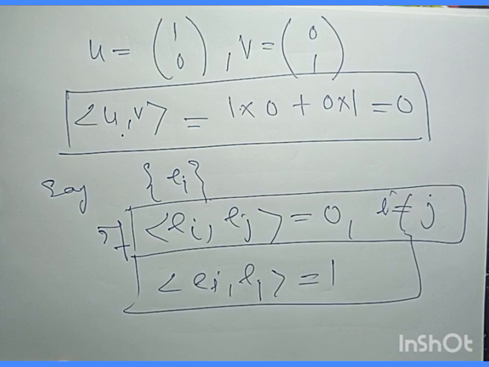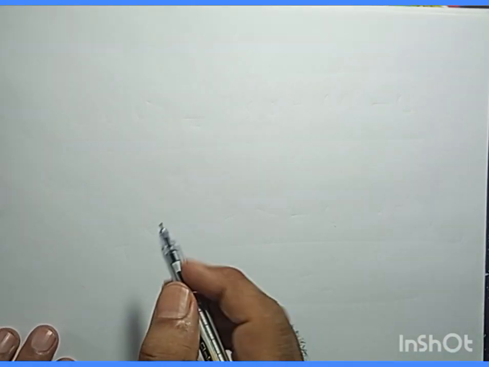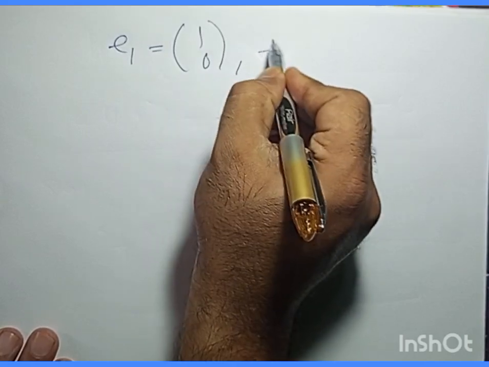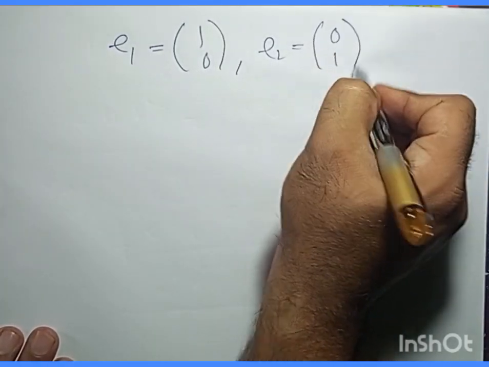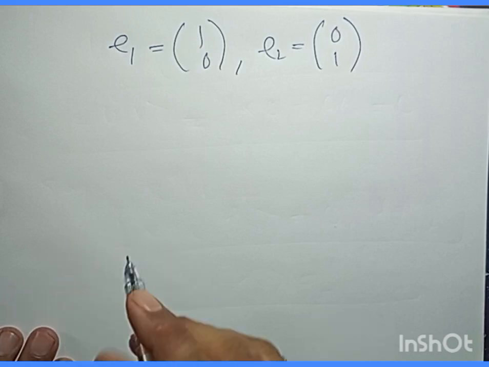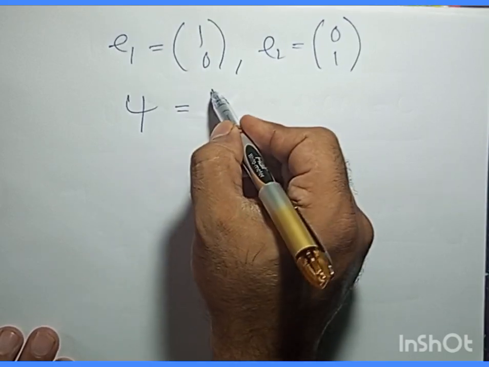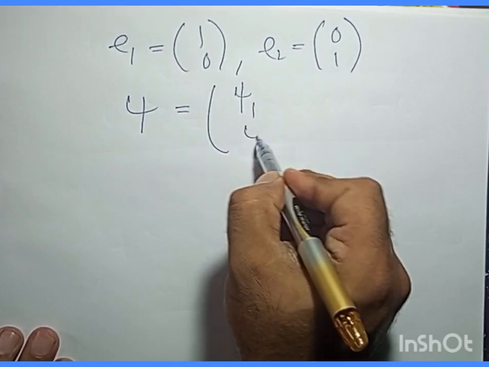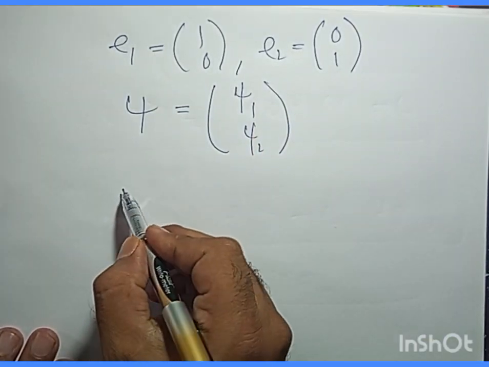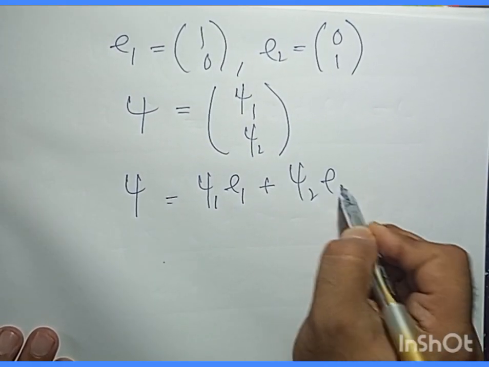If I take an example, I again look at the 2D space with two vectors, say E1 as 1, 0 and E2 as 0, 1. These are orthonormal bases. If I have any vector, say psi, it can be represented as a column of psi 1 and psi 2. This vector can be expressed as psi 1 E1 plus psi 2 E2.